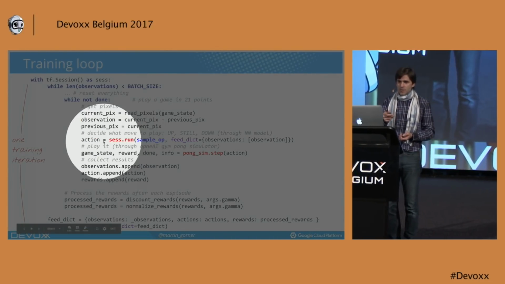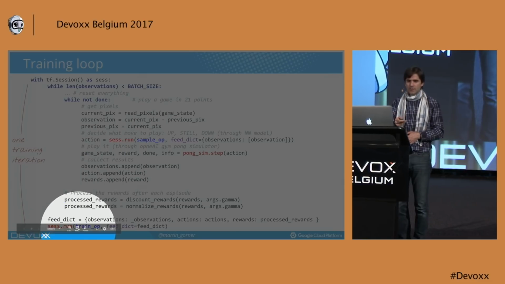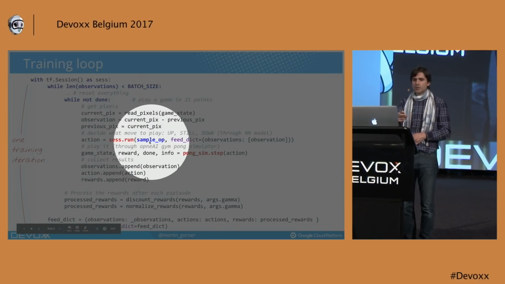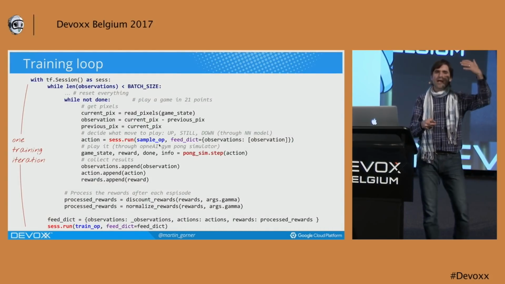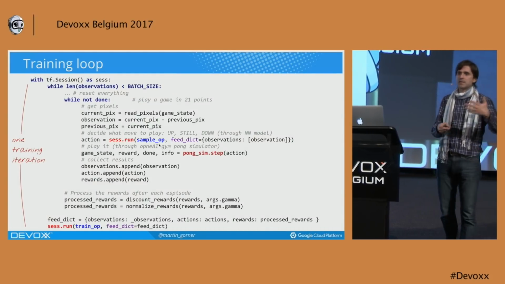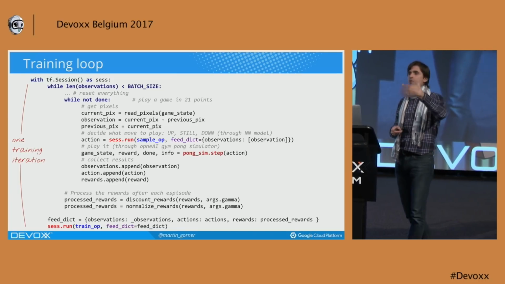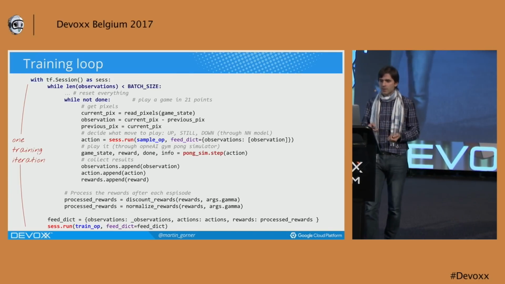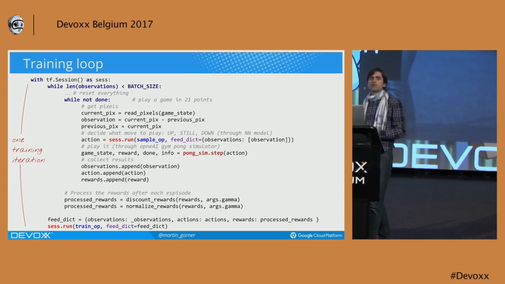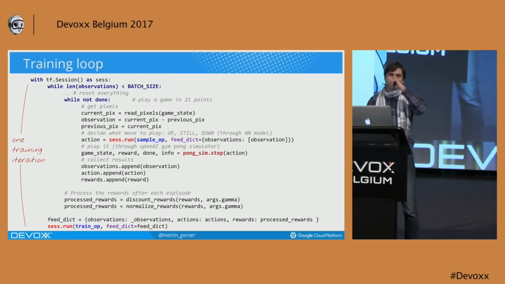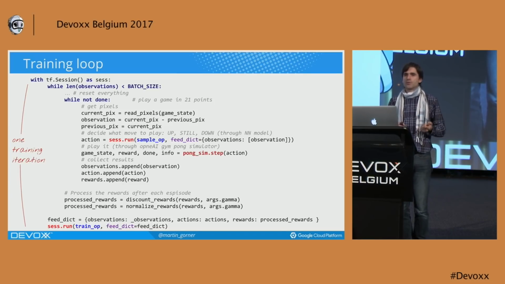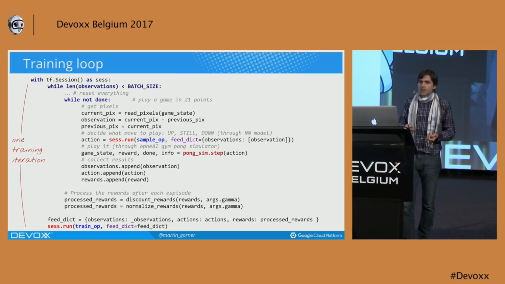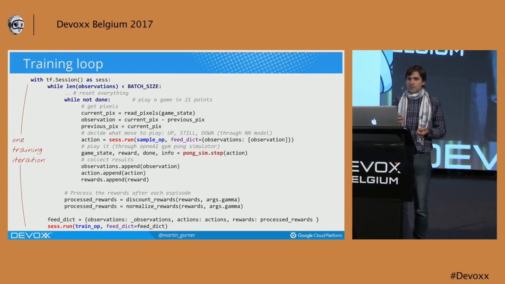And then you see I have two session.run operations, one here, one there. The first one runs the sample op, so that is what will actually run my neural network, sample from the resulting probabilities, and give me a move to play. And the second one, at the end, is my training operation. This we've seen before. This training operation is what actually modifies the weights and biases in the system to train. The rest is pretty standard.